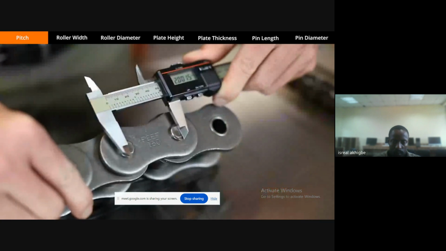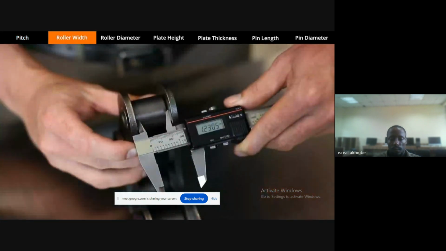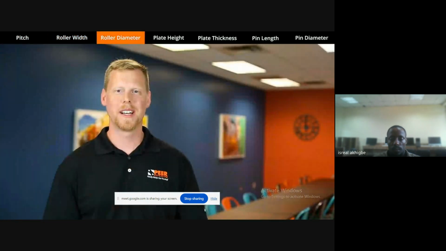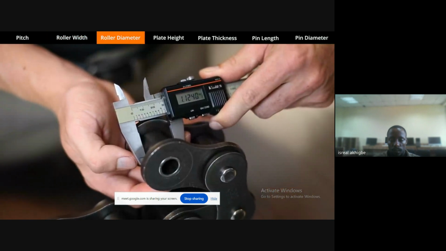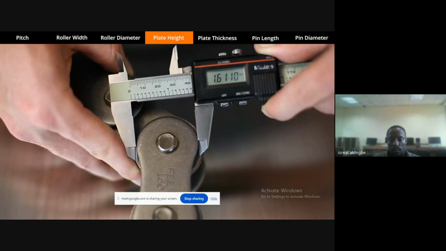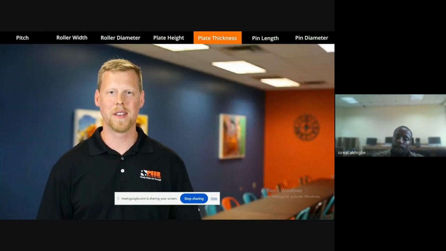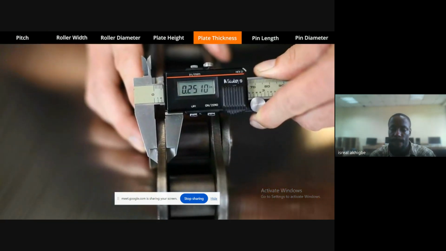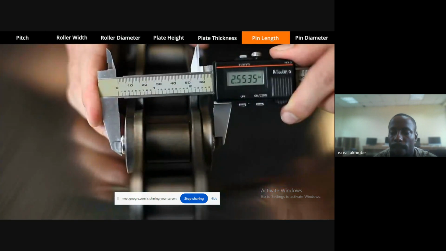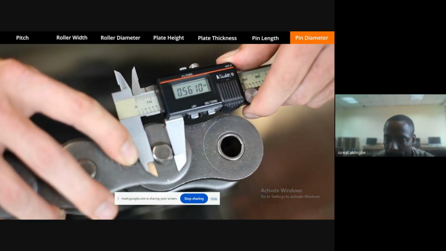Pitch is the measurement from center of pin to center of pin. Roller width is the inside dimension in between roller link plates. Roller diameter is the diameter of the roller. Link plate height is measured at the widest part of the link plate. This is how we measure the thickness of the plate. The overall pin length is measured from one edge of pin to the other. This is how we measure pin diameter.